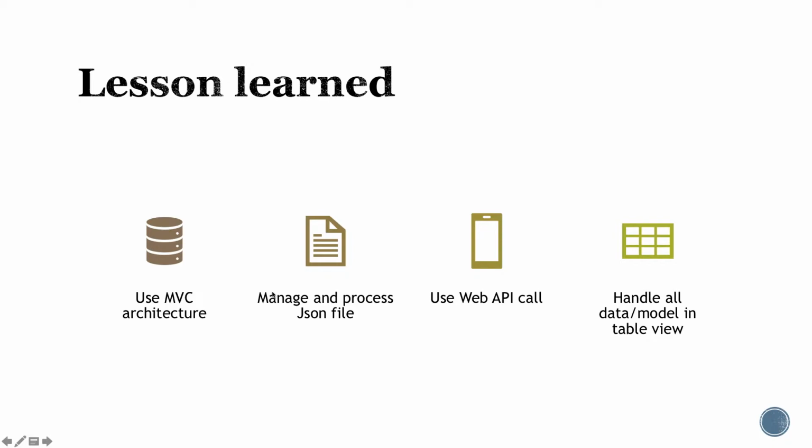And then I learned how to process and manage JSON files in Xcode. In Swift, it will automatically process our JSON file. And also I learned how to use a web API call to get some information I need. And finally, I learned how to handle all the data, like in this app, restaurant meals or menus, and then pass it to the table view. Then when the user uses my app, they can clearly see what they can choose in my table view.